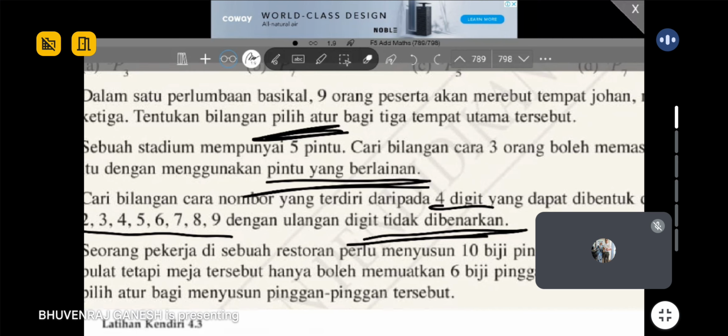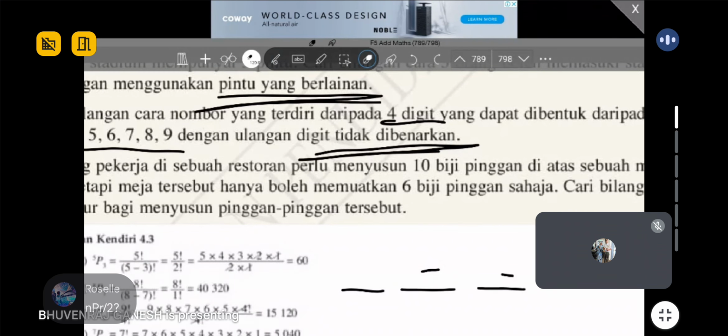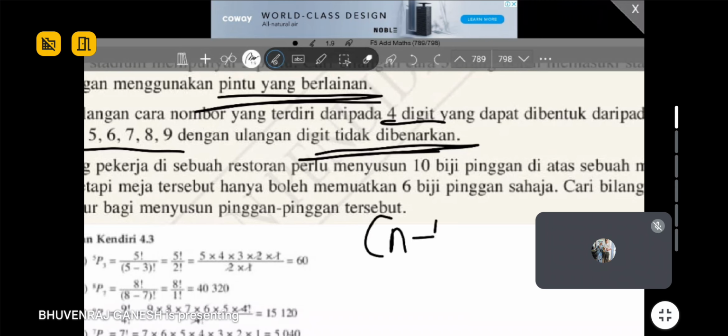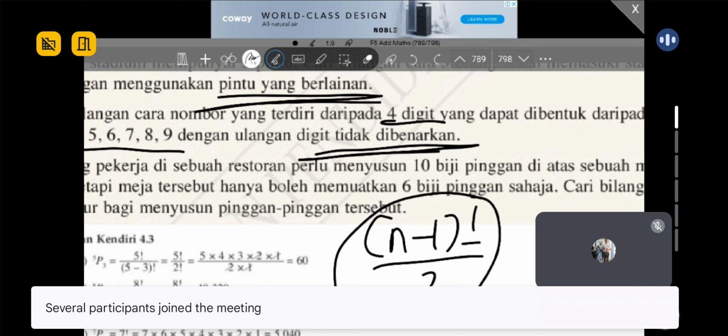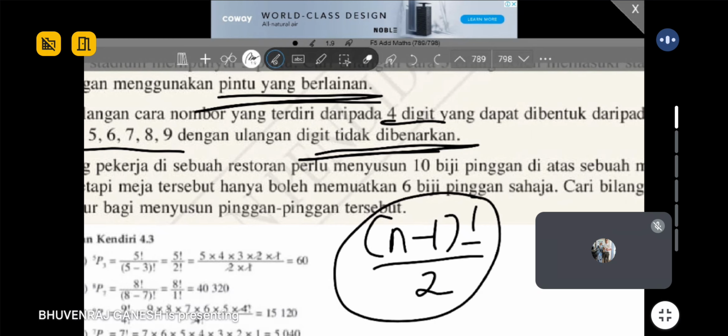Take note, just now necklace was NPR over 2R. Untuk gelang semua tu NPR bagi 2R. But for table, do you all know the formula? Untuk meja? Bukan. Kita takkan bagi dua, guys. Whenever we are selecting objects, we will always have the term R at the bottom of the fraction. When we are not selecting anything, we just arrange it, then we will not have the R. We only have N. So if you recall, from your table, susunan sebuah meja bulat, kita guna rumus ni bila tak pilih apa-apa.